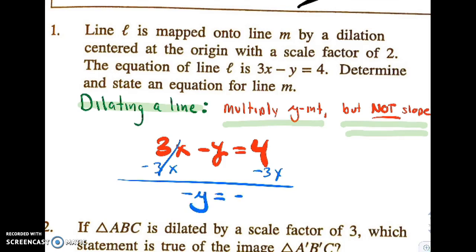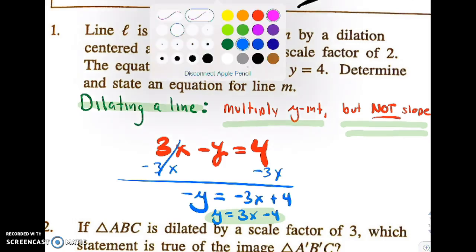So I have negative y equals negative 3x plus 4. And because you don't want to ever start with a negative y, you can just change all of the signs, which is like multiplying through by negative 1. So I haven't done anything yet other than rearrange the line.